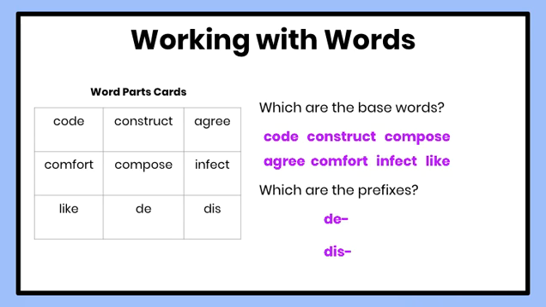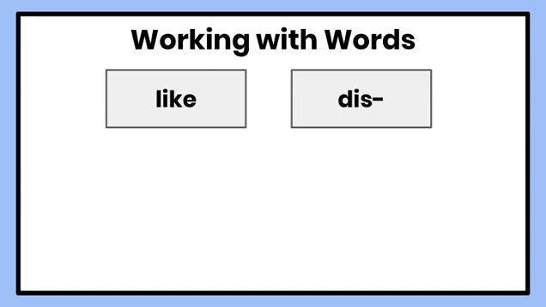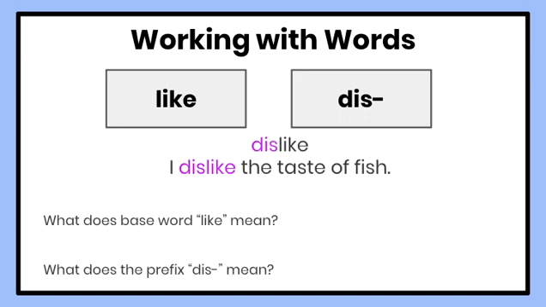Looking at these prefixes D and dis, I wonder how they change the meaning of base words. So let's try to figure it out by using our prefix dis and a base word like. I have my base word like and I have a prefix dis. Let's put them together. Since it's a prefix, it goes at the beginning, and make the word dislike. I'll use it in a sentence. I dislike the taste of fish.